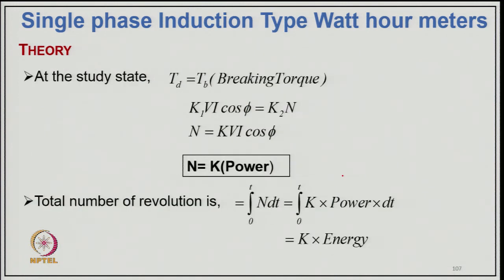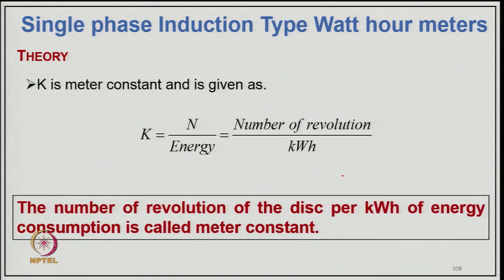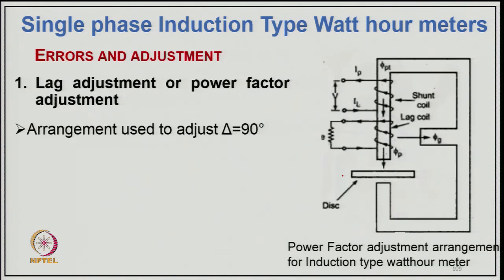At the steady state, T_d equals T_B, the braking torque. So, K1 V I cos phi equals K2 n, and n will be equal to K V I cos phi, or n equals K into power. So, the number of revolutions is the integral from 0 to T of n dt, or the integral of K into power dt, which is K into energy. Now, K is the meter constant, given as K equal to n upon energy, or number of revolutions per kilowatt hour. The number of revolutions of the disc per kilowatt hour of energy consumption is called the meter constant.